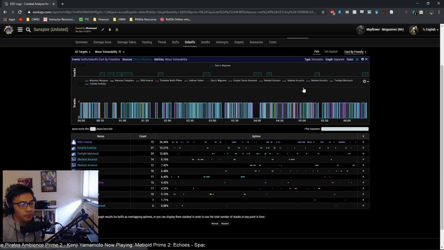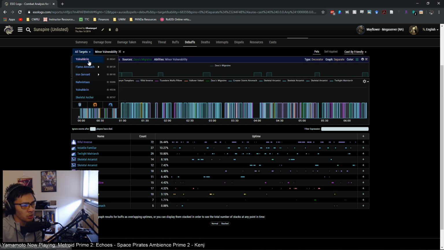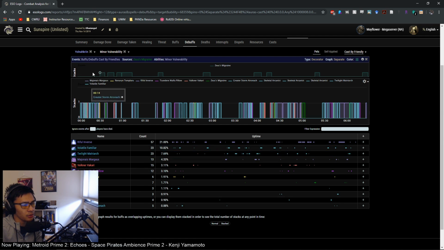No, it's not showing up. But you can see where it's overlapping here, and we can see that we're getting pretty decent uptime. Now we always want it just purely on Yolnahkriin. If you select just Yolnahkriin, you can see where the gaps are. We have a gap around here, which is probably when he's flying away. We have a few gaps here in the second phase, and then another big gap here, which is again probably the flying phase. Some more coverage here, and then a big gap here again, probably some flying phase here, and then some here.